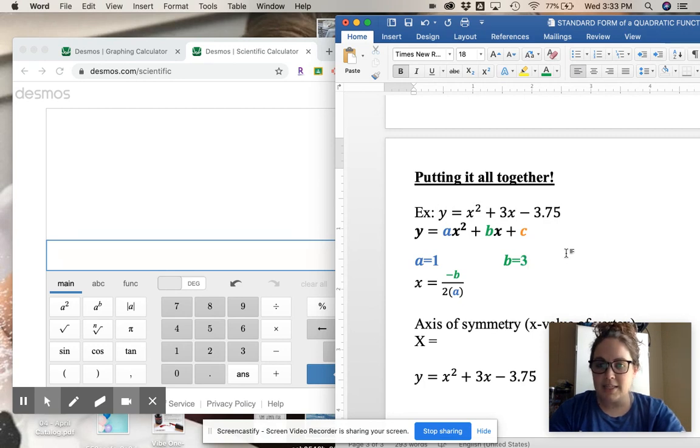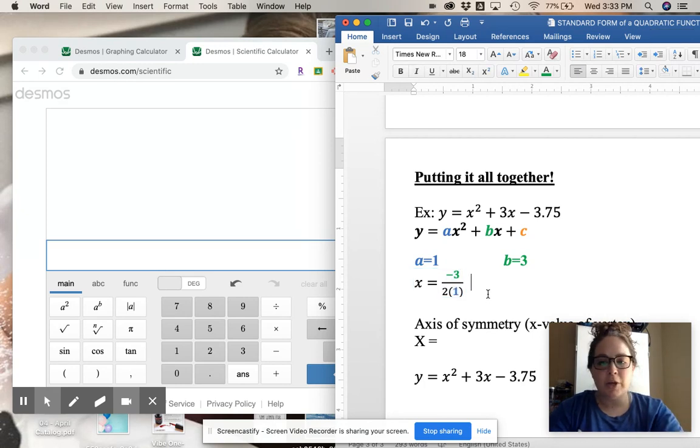Now I'm going to plug that into my formula for the axis of symmetry, or to find the x value of the vertex. Remember, we're going to flip the sign because of this formula. So since our b is positive 3, this time we're going to put negative 3 in our formula. And then my a value is 1.